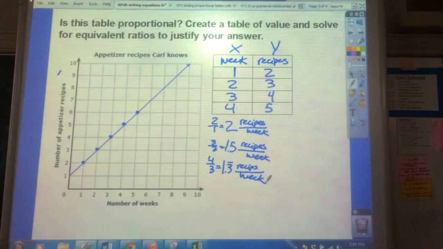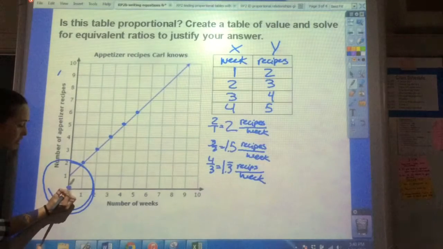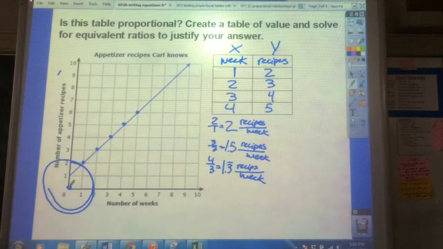I also know that's true because it did not start at the origin. The origin is 0, 0. If you have a graph that does not start at 0, 0 and is not a straight line, it is not proportional. Let's get straight to practice.